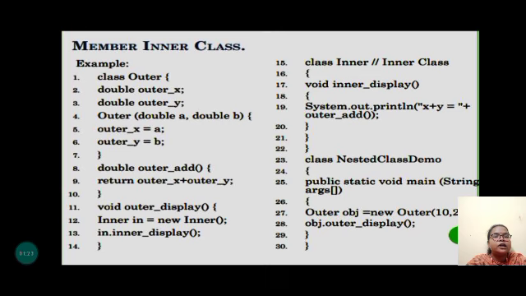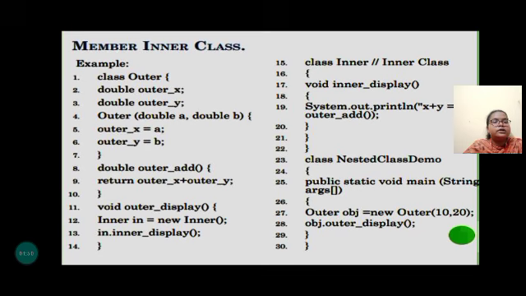Example of inner class. Here we are creating a class called outer. In that we are declaring the variables x and y of double type and creating a constructor and assigning the values to the variables x and y, and a method add, which returns the value of x plus y, and we are using the display method to display the values of x and y, that is x plus y. Here we are having the object with the values 10 comma 20. Here we get output 10 plus 20 equals 30.